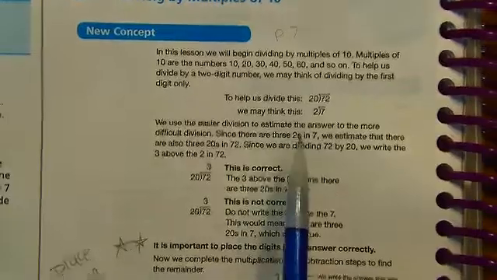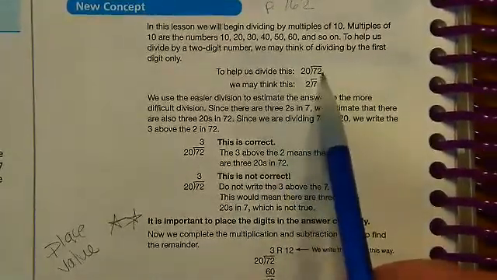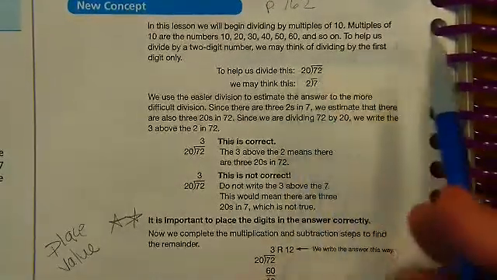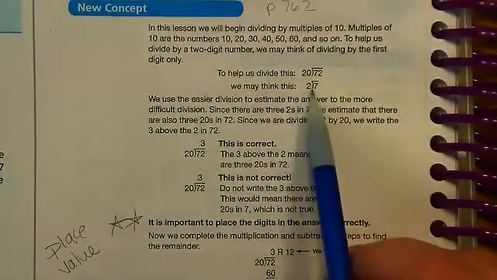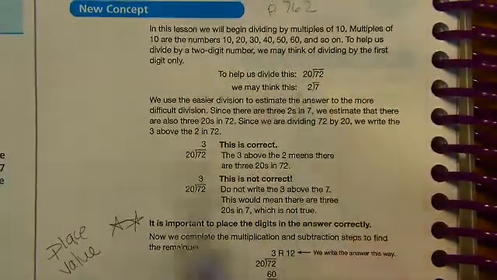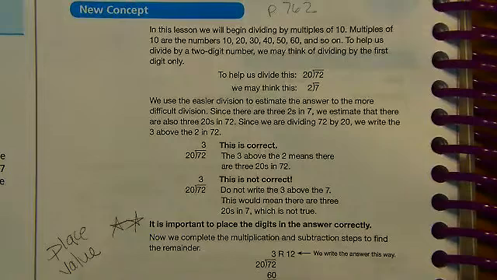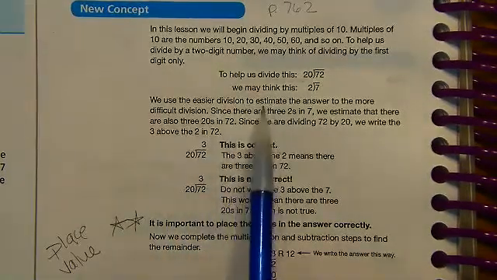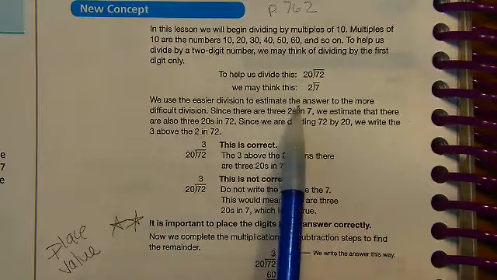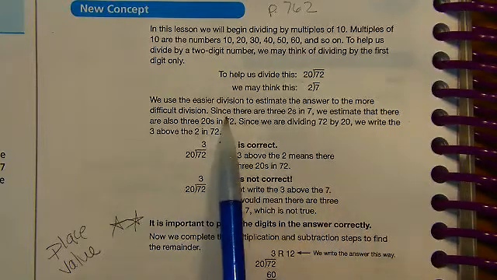So here's what that means. Okay. If I have 72 divided by 20, that kind of gets me a little confused. So they're saying, make believe you don't see the 0 here and just look at 2 and 7. How many 2's will get into 7, right? That's what they're going to focus on. So let's watch. We use the easier division to estimate the answer to the more difficult division.